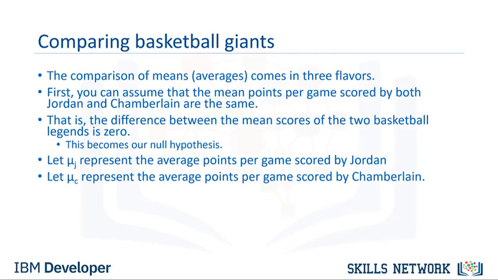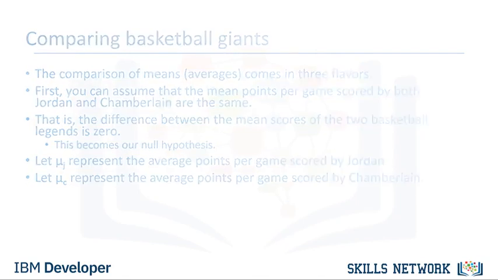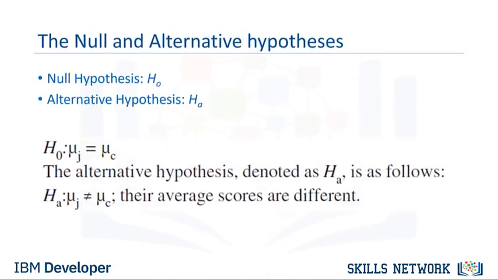Let's say mu subscript J represents the average points per game scored by Michael Jordan, and mu subscript C represents the average points per game scored by Wilt Chamberlain. We can state the null hypothesis to be mu J equals mu C. That is, the average scored by Jordan and the average scored by Chamberlain are the same. And the alternative hypothesis would be that no, these averages are not the same.